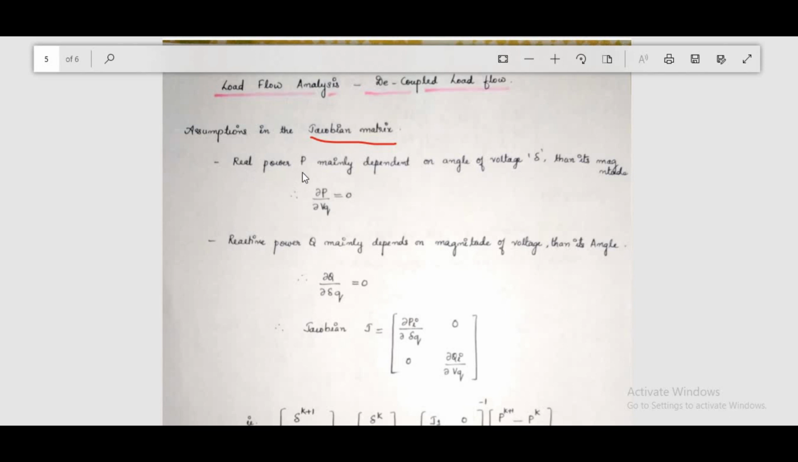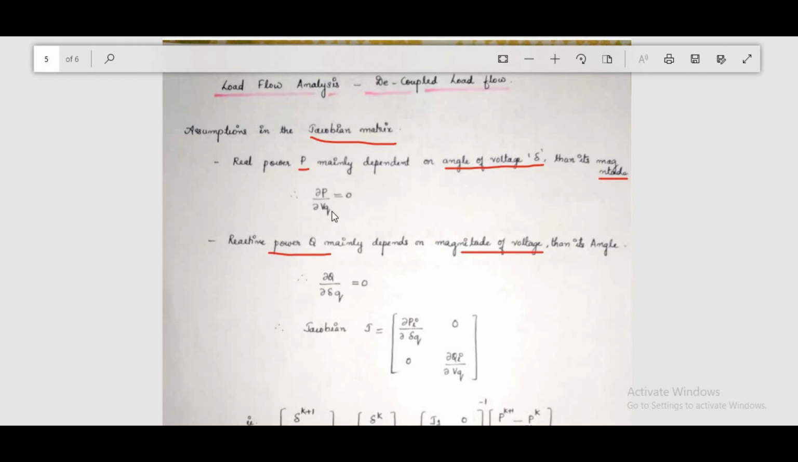First assumption is the real power or the active power P is mainly dependent on the angle delta rather than its magnitude. So what does this sentence indicate? This indicates that the active power P mainly depends upon delta. It is independent of voltage magnitude. So you can say that dou P by dou V is equal to 0 because active power and voltage are not dependent. Okay. Similarly, another assumption is that the reactive power Q mainly depends upon magnitude of the voltage rather than its angle. So we can say that dou Q by dou delta is also equal to 0.